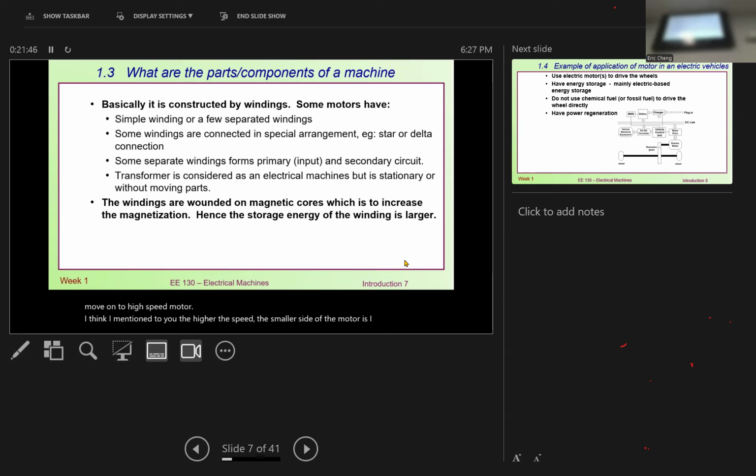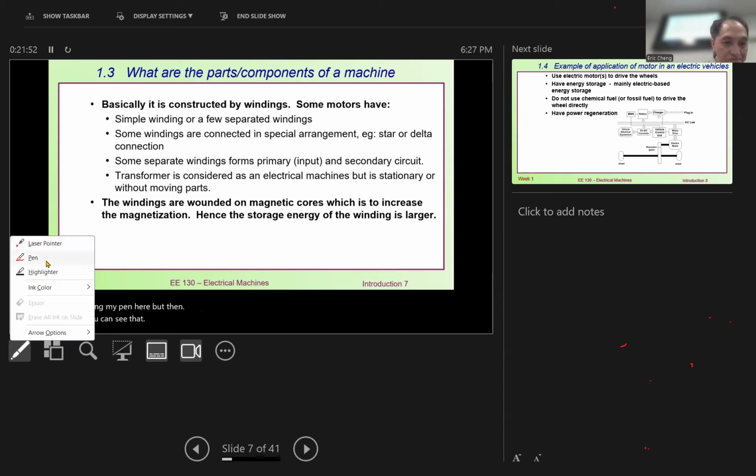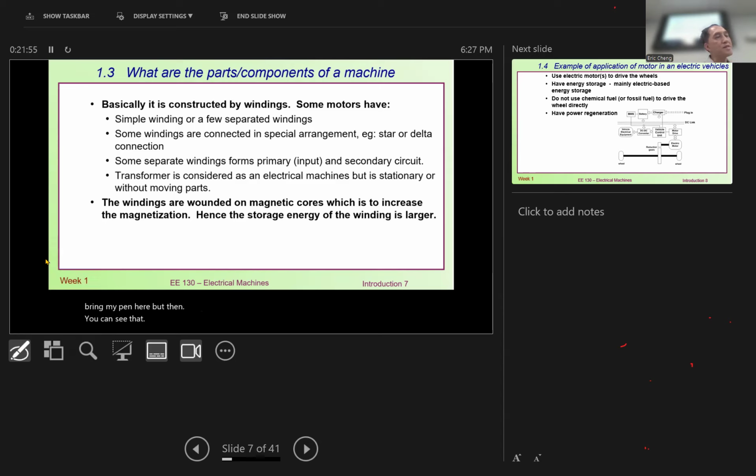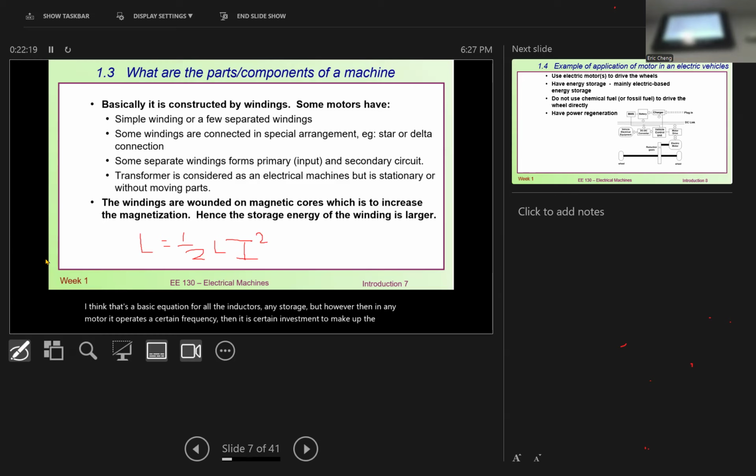I forgot to bring my pen here, but you see that for all inductance, the energy L equals half L I squared. I think that's the basic equation for all inductors. I think we all learned that's energy storage. However, any motor operating at a certain frequency uses a certain inductance to make up the magnetization. So in the future, if you try to operate a high-speed motor, you can see that's energy storage.